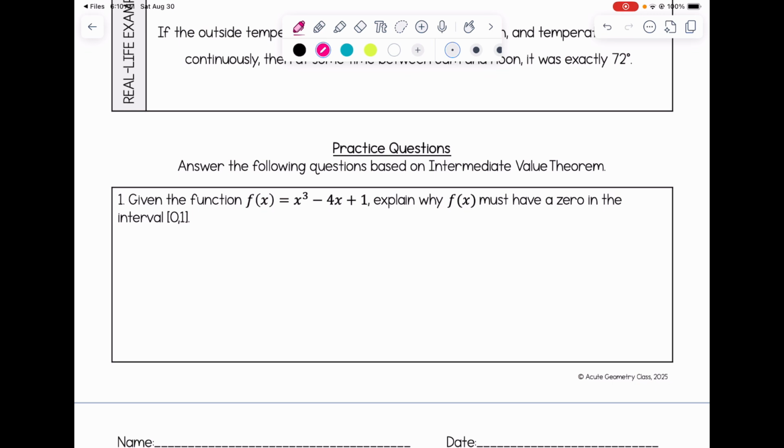All right, let's take a look at some non-real life examples here. So number 1 says, given the function f of x equals x cubed minus 4x plus 1, explain why f of x must have a 0 in the interval 0 to 1. So whenever we're looking at this must have, we want to think in calculus like, okay, we're probably referencing a theorem that can verify this. And of course, in this lesson, we're talking about intermediate value theorem. So first, let's talk about the first requirement. Is this function continuous? Yes, this is a cubic function. It's a polynomial. So I know that f of x is continuous. So I'm going to start writing that here.